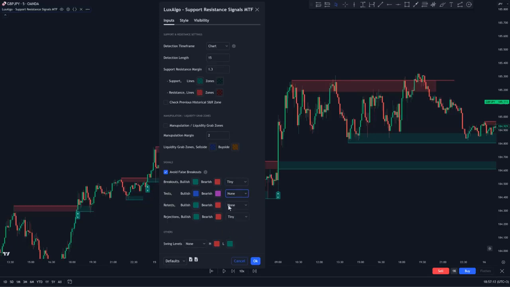Retests. Crucial for our break and retest strategy, so we'll keep the default setting. Rejections. These aren't necessary for our strategy, so we'll set their display to None. Swing levels. We won't be using them, so we'll maintain the current setting. Now, after all the settings, click OK.